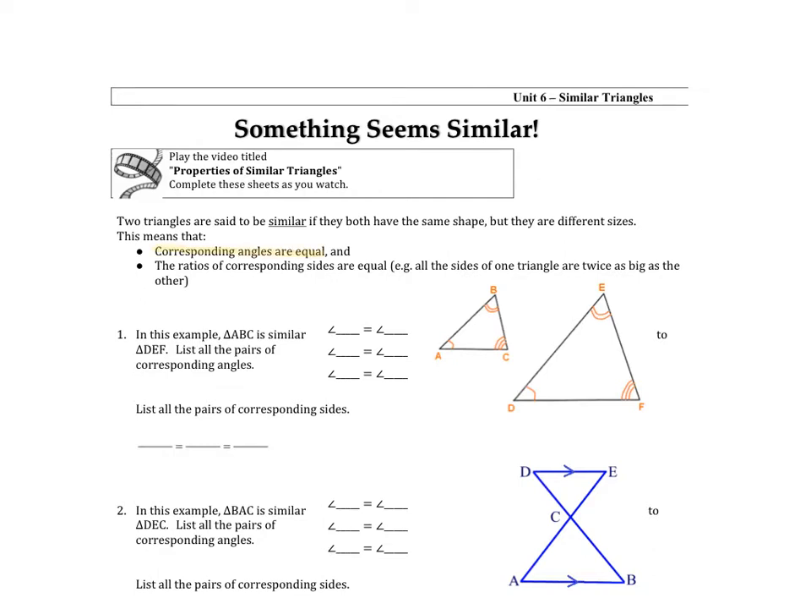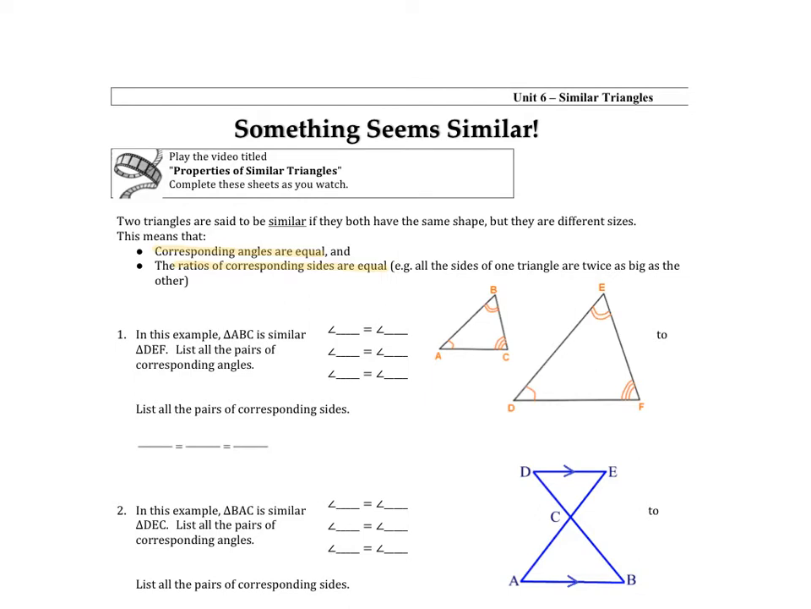Okay, so angles have to match, all the angles have to be equal to each other, and the ratios of corresponding sides are equal, which pretty much means if I take one triangle and multiply all the sides by the same value, I'll get the other sides of that second triangle.